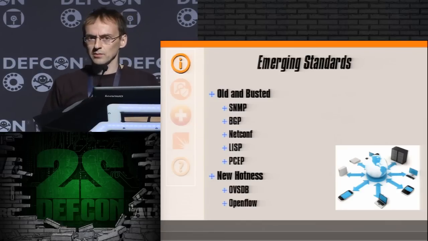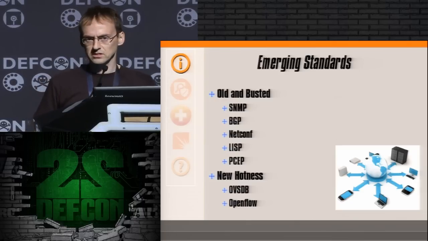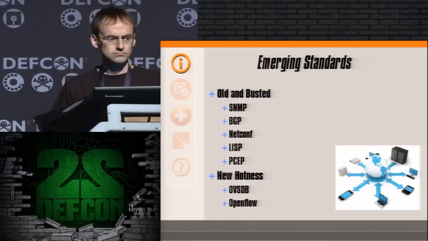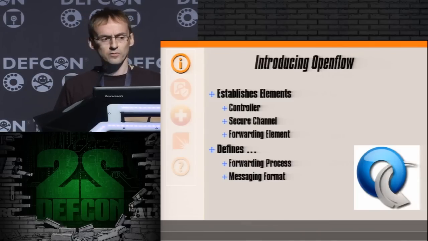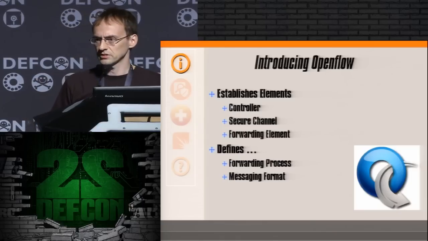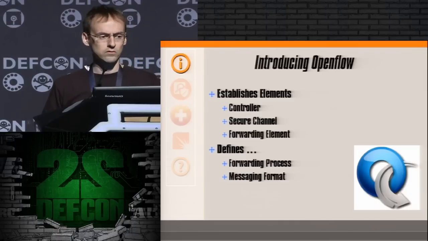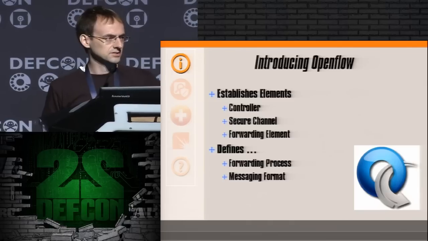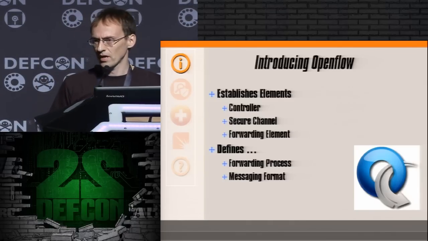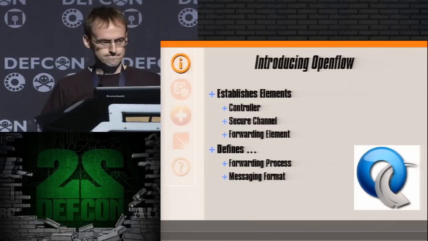So they went ahead and designed a protocol from the ground up, right, OpenFlow, with kind of a sister protocol, OVSDB, to implement SDN from the ground up, considering all the different factors that might be involved in it, to start over. And that's what we will be talking about today, OpenFlow. Right? It establishes elements, and establishes that paradigm, the controller making all the decisions, a secure channel for the controller to talk to the different forwarding elements over, right? And defines a forwarding process at those forwarding elements and messaging format to then communicate information back from the forwarding elements to the controllers. Okay?